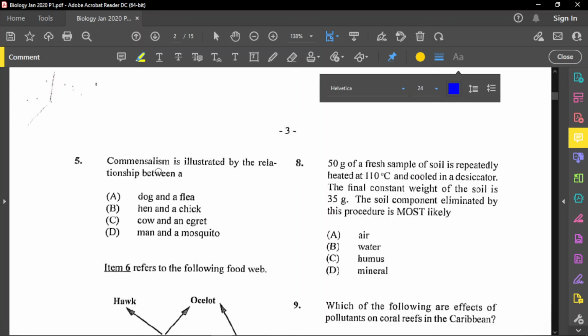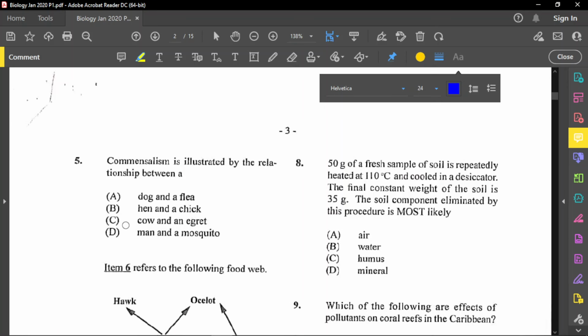Now, number 5: commensalism is illustrated by the relationship between A, a dog and a flea. No, a flea is a parasite, so that is a parasitic relationship. B is a hen and a chick. That's not necessarily a symbiotic relationship because the chick is a child of the hen, so the hen will protect the child. So it's not really a symbiotic relationship in that sense.